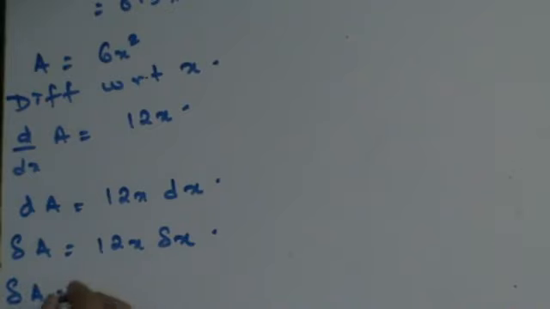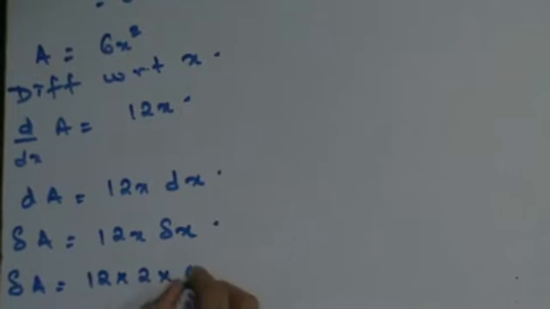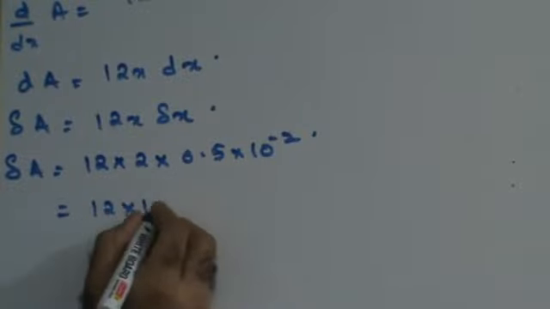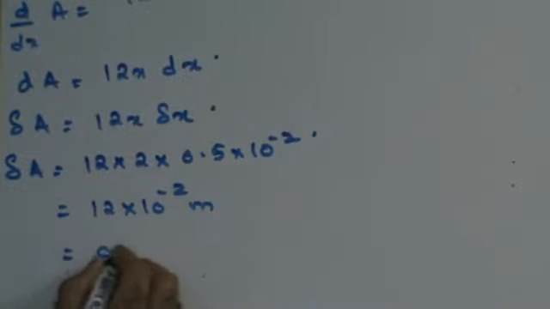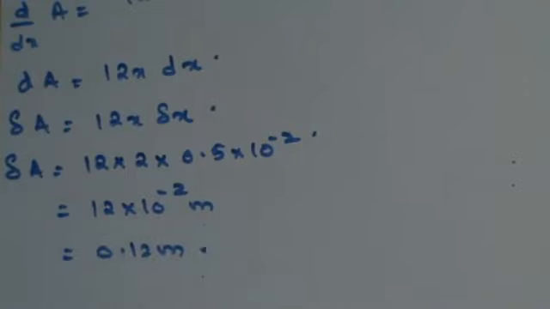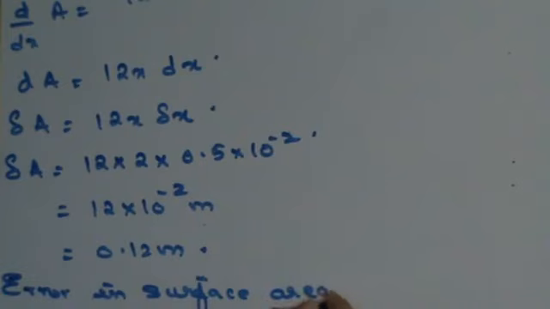So delta A is 12, x you know is 2, error in x is 0.5 into 10 raised to minus 2. So this will be 12 into 10 raised to minus 2, which is 0.12 meters squared. Therefore the error in surface area A is going to be nothing but 0.12. Right? So this is my error in surface area.